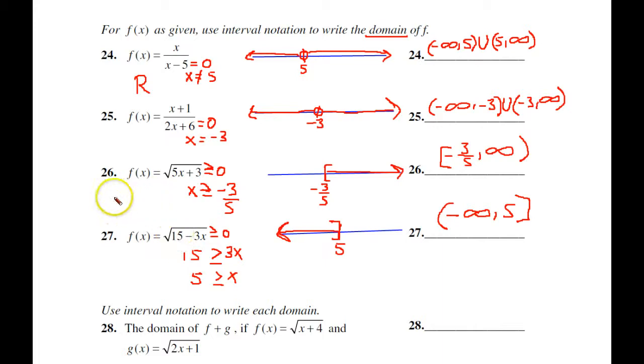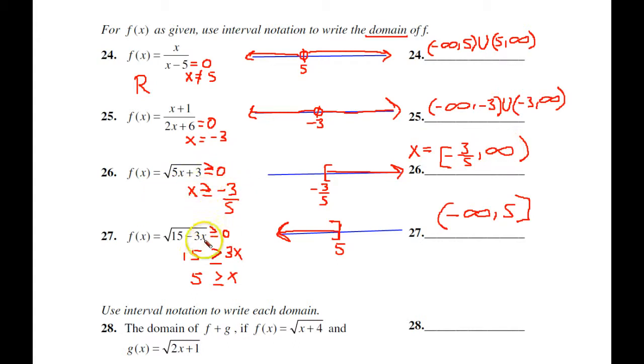All right, going on to number 26. Here we can't have a number larger, or I should say smaller than 0. So it has to be greater or equal to 0. So I get this when I solve that. When I plot this on my number line, I get this, and putting it into interval notation. So it's that x has to be equal to this. X is greater or equal to this.